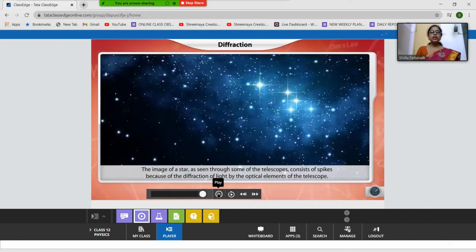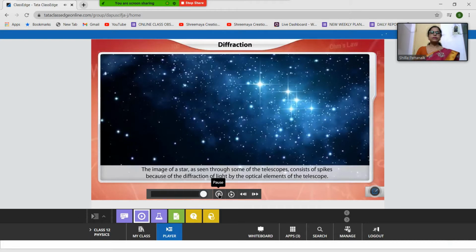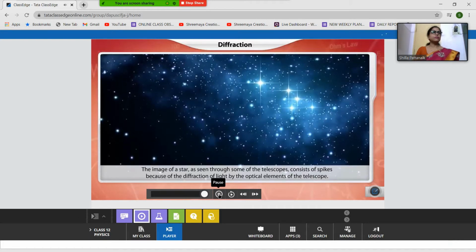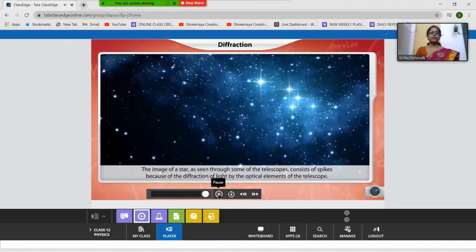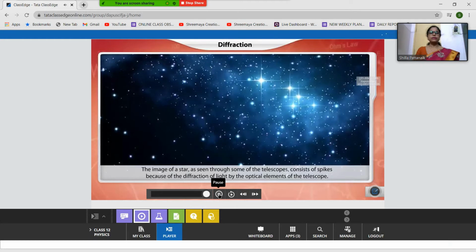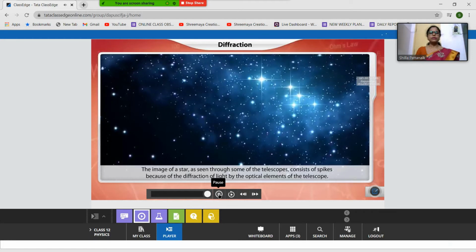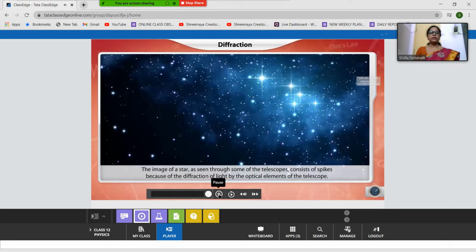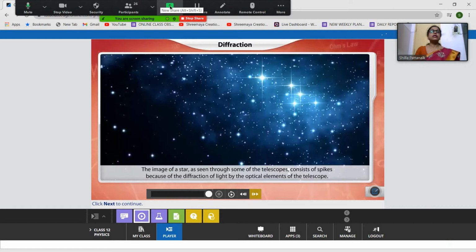Through optical instruments, through a telescope, we can see the spikes of the stars where the optical elements may diffract the light. The image of a star, as seen through some of the telescopes, consists of spikes because of the diffraction of light by the optical elements of the telescope. Okay. Now let us come back to our slides.